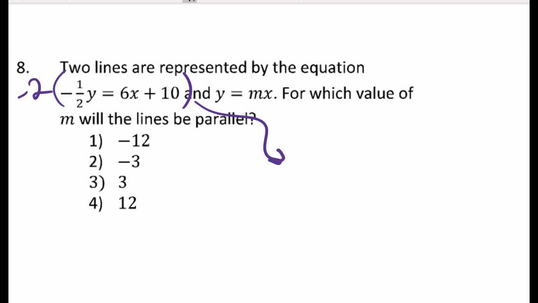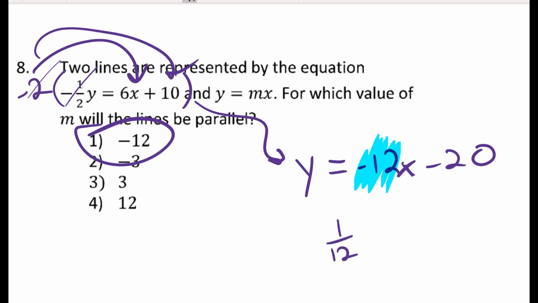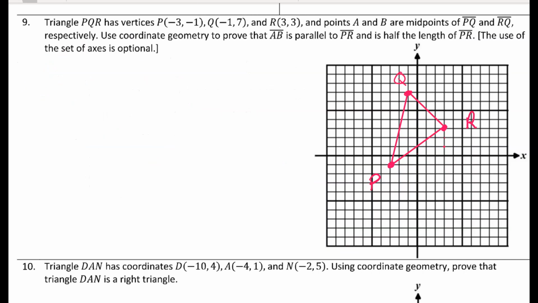The reason I do that is because negative 2 times negative 1/2 is just 1. So I'm left with y on the left-hand side there. Now, negative 2 times 6 is negative 12x, and negative 2 times 10 is negative 20. The reason this is helpful is because now I can see pretty easily that the slope is just negative 12. Had I been looking for a perpendicular slope, it would just be 1 over 12, or the negative reciprocal.